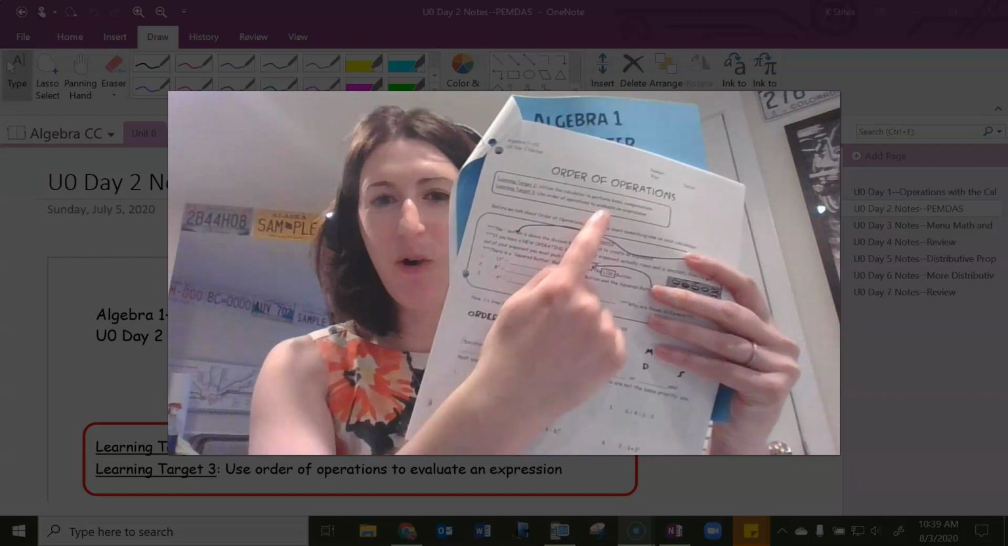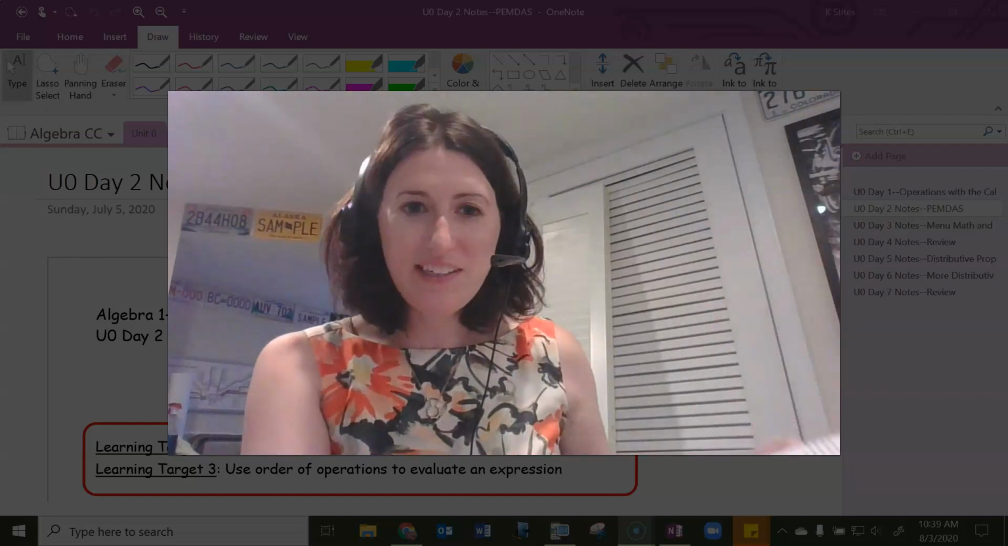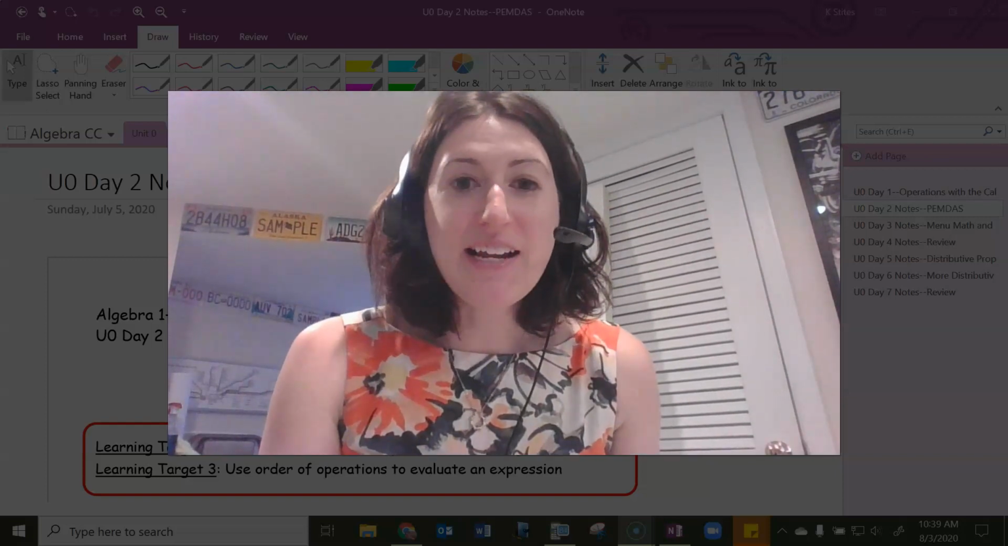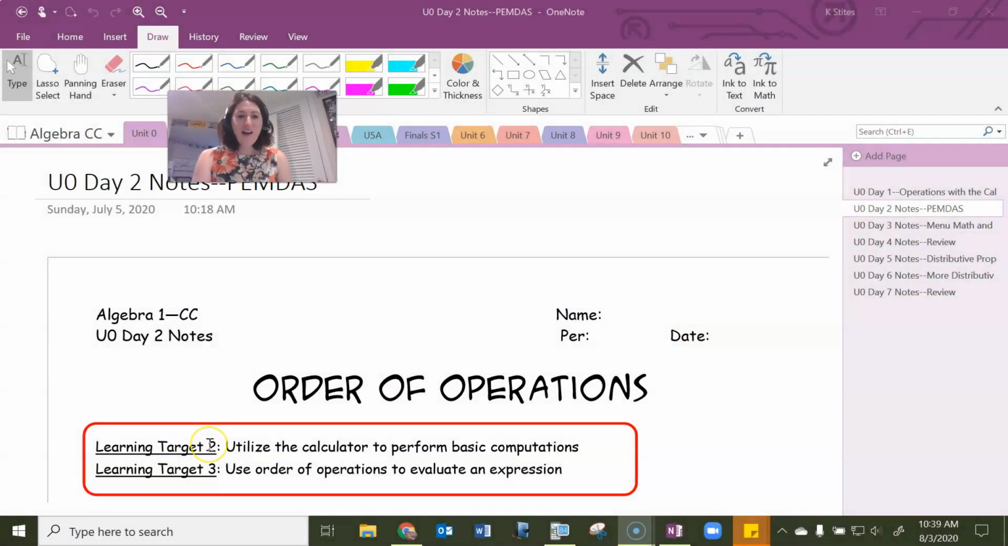Today we are going on to day 2. We're going to be talking about some order of operations, some PEMDAS. So go ahead and find these notes and we will get started. And I promise these will be much shorter than yesterday. Okay. All right, here we go.